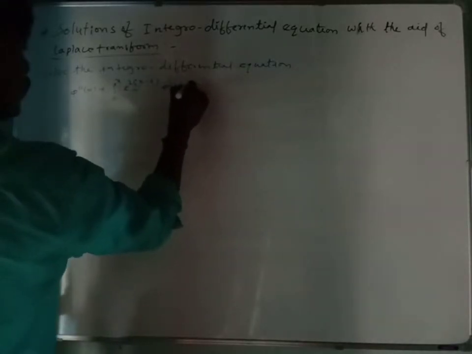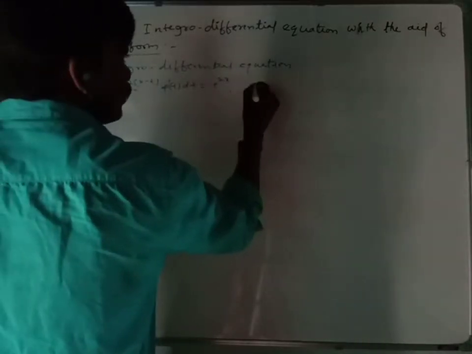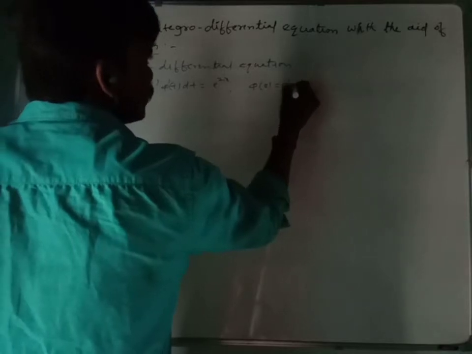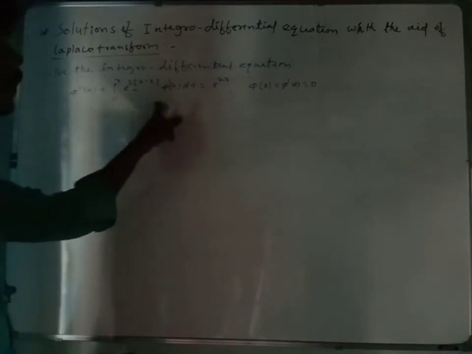that is, phi double dash of x plus integration 0 to x e to the power of 2 into x minus t phi dash of t dt equal to e to the power of 2x. Initial conditions are phi of 0 equal to 0, phi dash of 0 equal to 0. This is an integral differential equation because a derivative appears under the integral sign. This type of equation is said to be an integral differential equation. Okay.